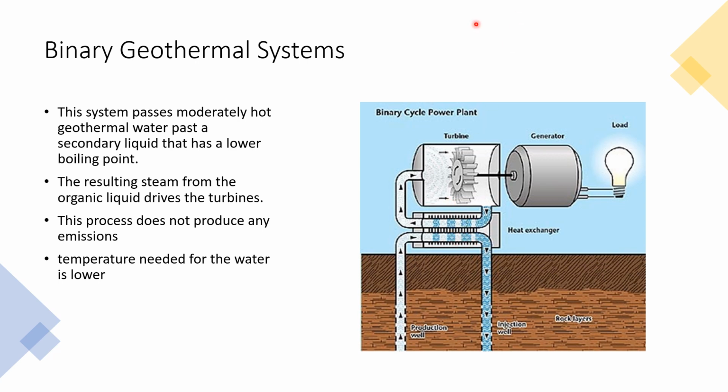Okay. The same thing, production well coming up. We have a secondary liquid, and this is your organic liquid. It's going to produce a steam. Steam is going to drive the turbine, the mechanical energy is going to run the generator, and then you're going to get the electricity. Okay, excess is going to go back into your injection well. And this component is in the binary geothermal system design, and we call that the heat exchanger.